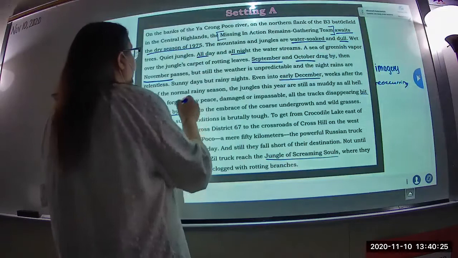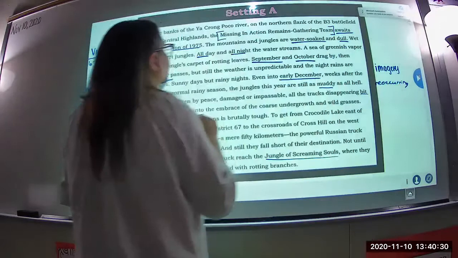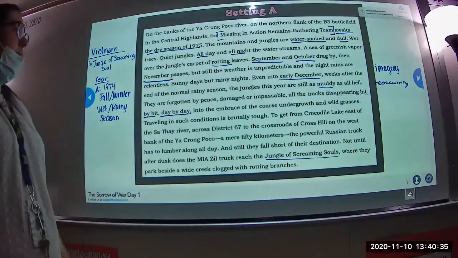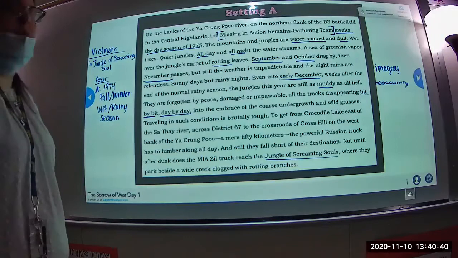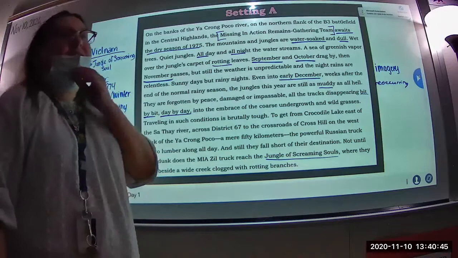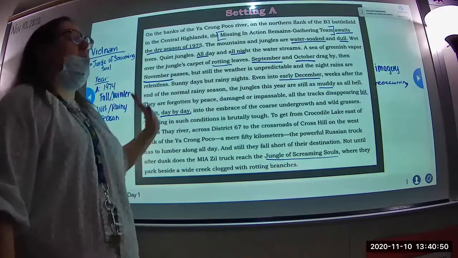Right? Then he uses muddy, rotting. So what sense does that create for you? Yeah. And it's definitely not an easy go, right? It's not like they're just driving down the freeway to get where they're going. It's the idea that they're battling against all of this. They're battling against nature to get where they're supposed to be going.